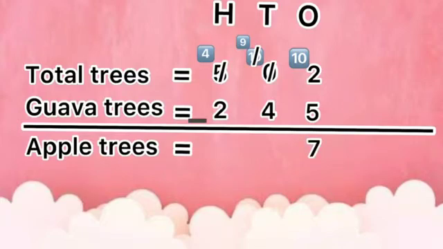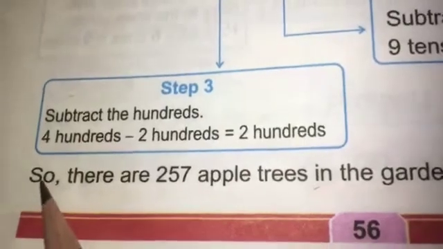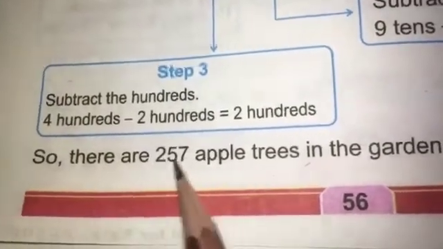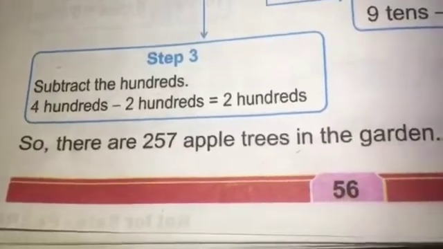Okay students, what should we do in step 2? Yes, subtract the tens. 9 tens minus 4 tens and it will become 5 tens. Students, and the last, subtract the hundreds. 4 hundreds minus 2 hundreds and it will become 2 hundreds. So, there are 257 apple trees in the garden.